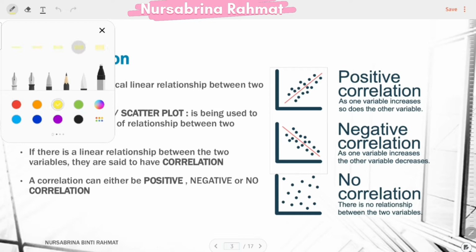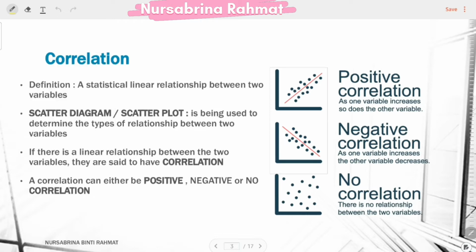Correlation is a statistical linear relationship between two variables. There must be a linear relationship between the two variables being studied. Examples of variables we can study are the height and weight of pupils, or a student's score in mathematics versus the score in English. Perhaps we can also study the relationship between the time a student spends on daily revision of mathematics and the score in the mathematics exam.